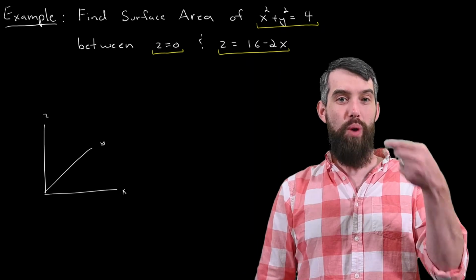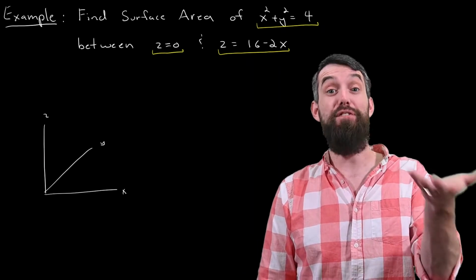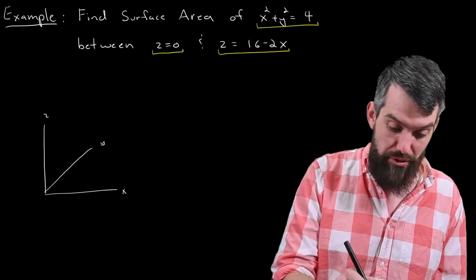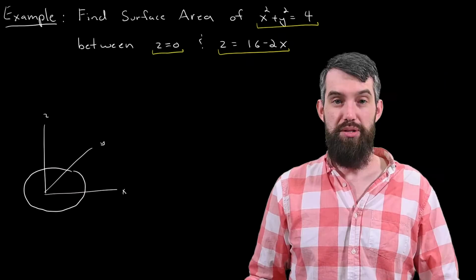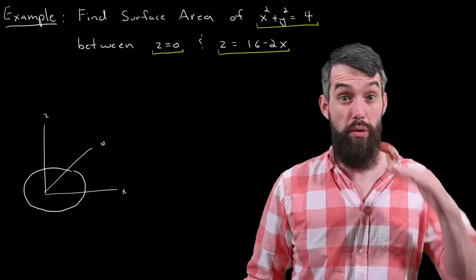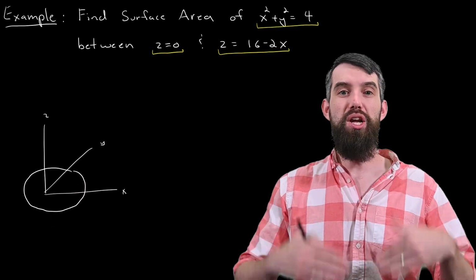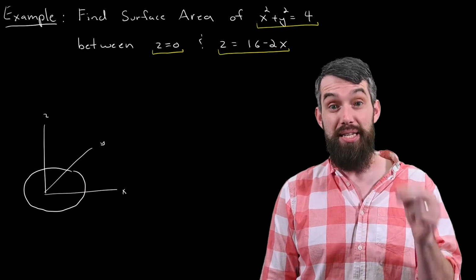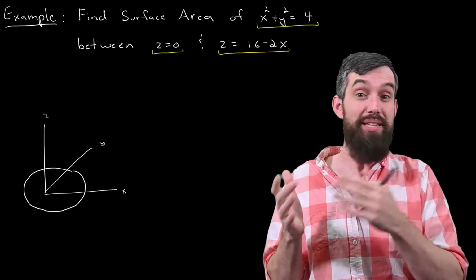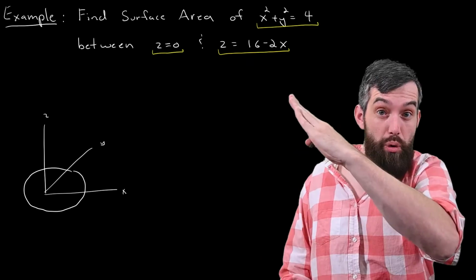Well, x squared plus y squared equal to 4 is the equation of a circle if it's down in the xy plane. So I'm going to draw that circle down here first. So that's the circle at z equal to 0, the lower bound for my plane. But it's going to go up until I hit z is 16 minus 2x.